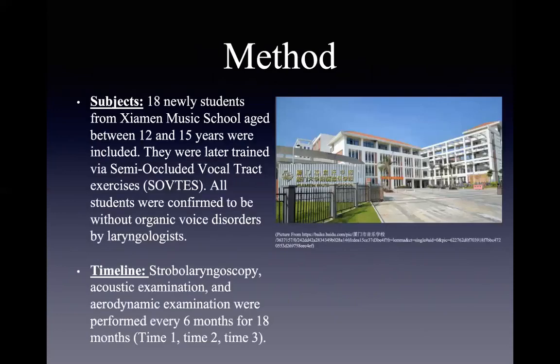Originally, 23 students aged between 12 to 15 were enrolled from Xiamen Music School. However, only 18 of them completed all examinations and thus were included in the final data analysis. These students had no previous voice training experiences before they enrolled in the school. The training they received was SLVT exercises, and all students were confirmed to be without organic voice disorders by laryngologists. Their examinations were performed every 6 months for 18 months in total, which were marked as time 1, 2, and 3.